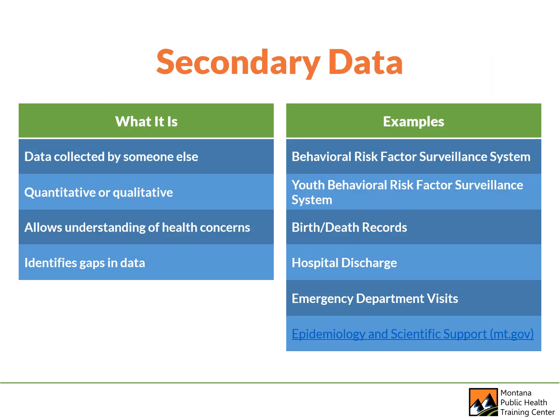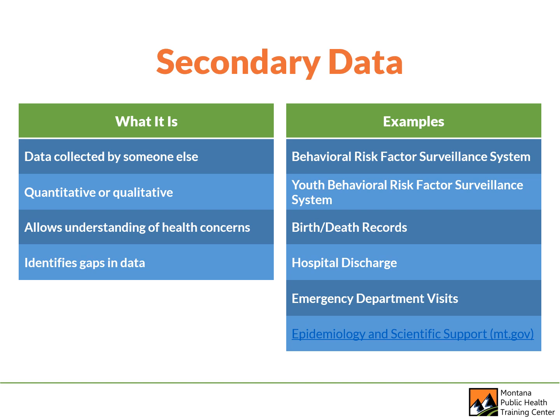We briefly touched on this, but I'm going a little bit deeper about what secondary data is. As I said earlier, this is data collected by someone else. It can be quantitative or qualitative. It can allow understanding of a health concern and help us identify gaps in data that we don't understand about our community. So what are some examples?